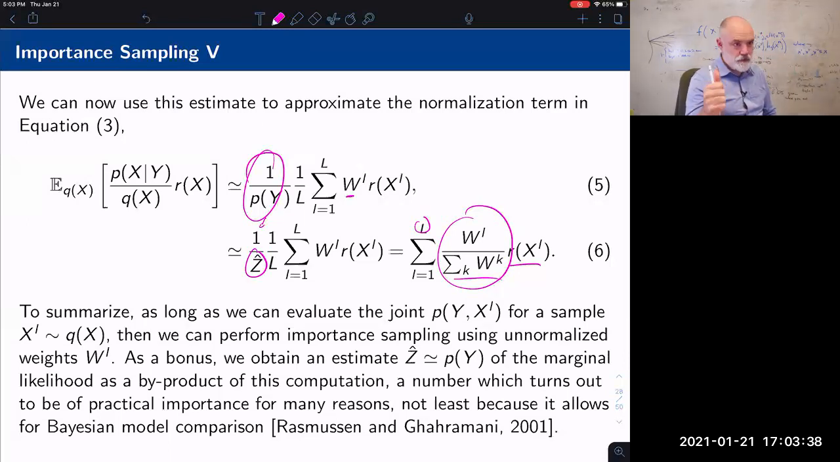If we can evaluate the joint, which we usually can, and we will be able to in the Prog context, because we're going to be doing likelihood-full inference rather than likelihood-free inference, then we can perform importance sampling using unnormalized weights. As a bonus, we get an estimate of the marginal probability as a byproduct of the computation, which is useful for a number of reasons, not least of which it allows us to do Bayesian model selection like we were talking about before.